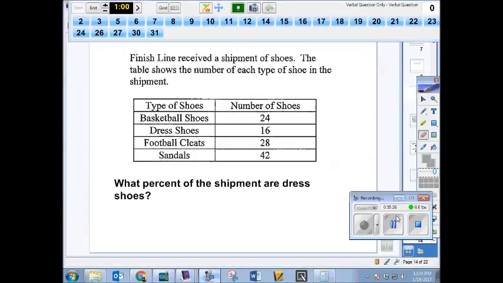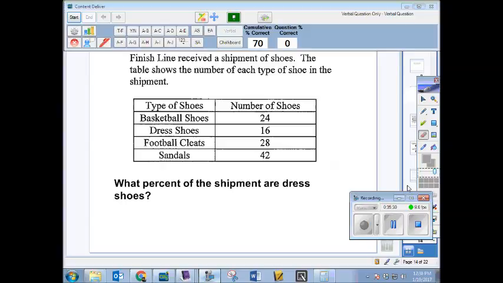Wasn't this one on the test, except very similar? Purple? Go. What percent of the shipment are dress shoes?